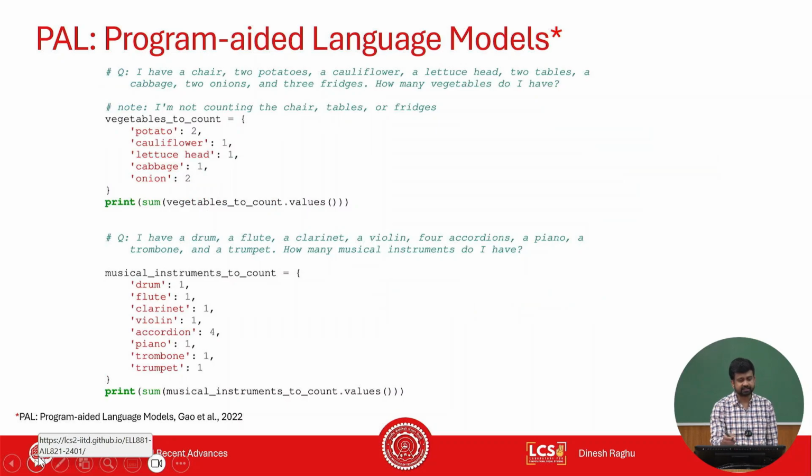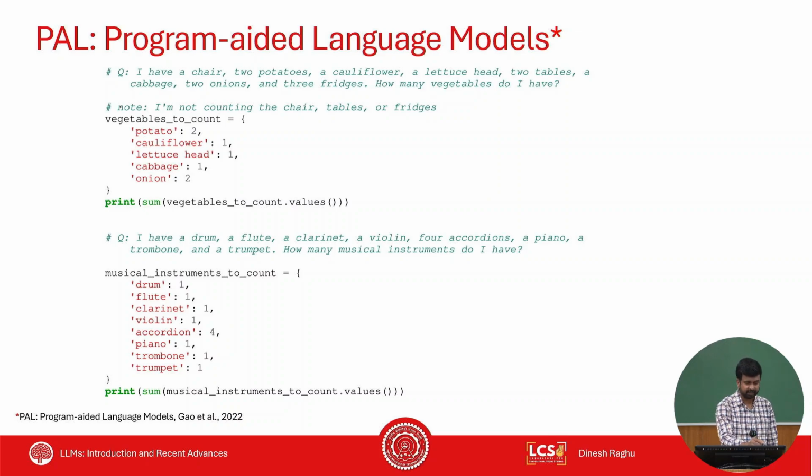So now this can be extended to a lot more than math related problems. For example, there is another data set in which you have to count, which says that I have a chair, 2 potatoes, a cauliflower, a lettuce head, 2 tables, a cabbage, 2 onions, and 3 fridges. How many vegetables do I have? So here you have to do some sort of logical thinking to figure out which of these are vegetables, and then once you have the vegetables, you just have to add them up, right?